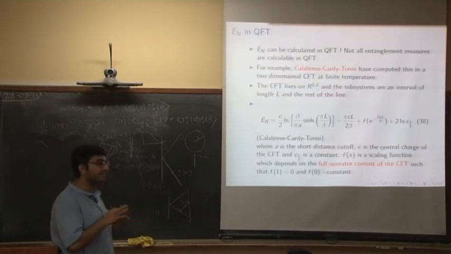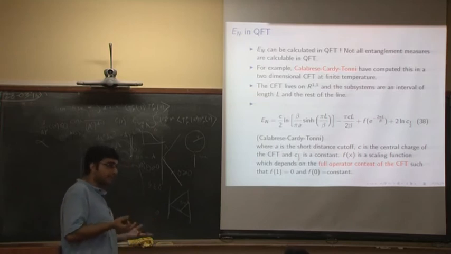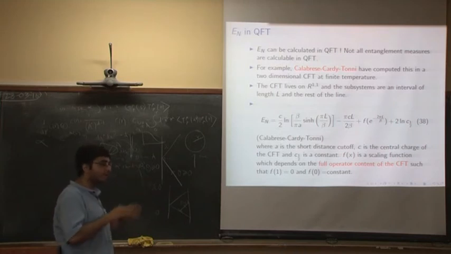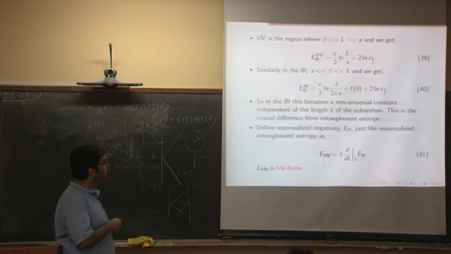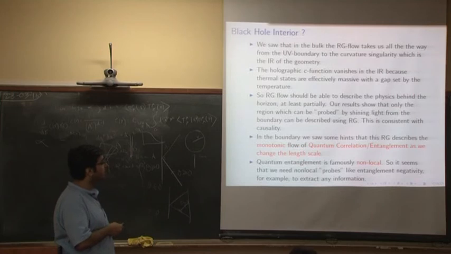It's not the classical correlations that exist in this finite temperature state which can know something about the black hole interior, but it's actually just a pure quantum correlation which exists in that particular state, which is sensitive to the physics behind the horizon. So that is one thing which I think follows more or less clearly.